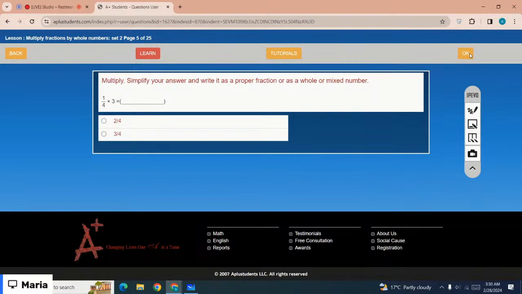The next one is 1 by 4 times 3. So which is the correct option? Yes, that's the second one. 3 over 4 is the correct option. The correct option is 3 over 4.